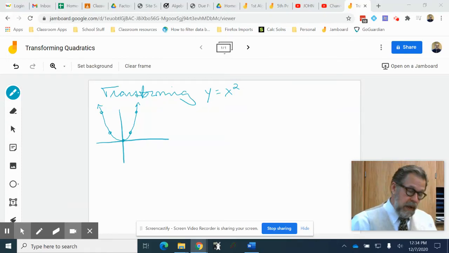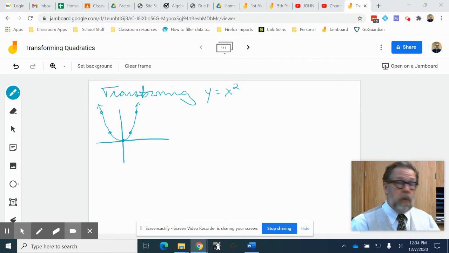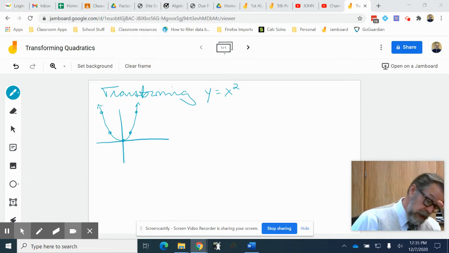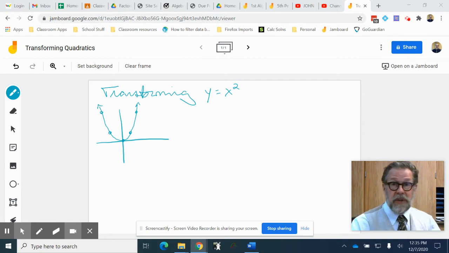All right, this quick video is going to be about transforming quadratics: horizontal shifts, vertical shifts, stretch, compress, reflections, that kind of thing. And I'm going to start with quadratics, which will lead us into other functions, but this is sort of the most basic one. We'll be looking at the parent graph y equals x squared. The most simplified version of an equation is called the parent graph.